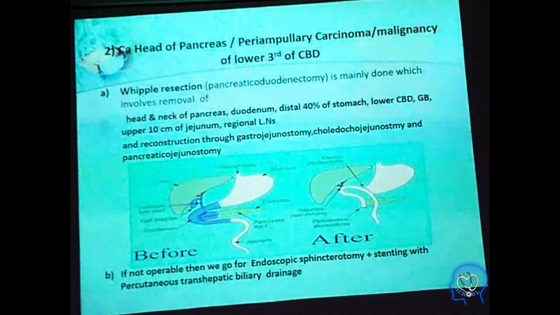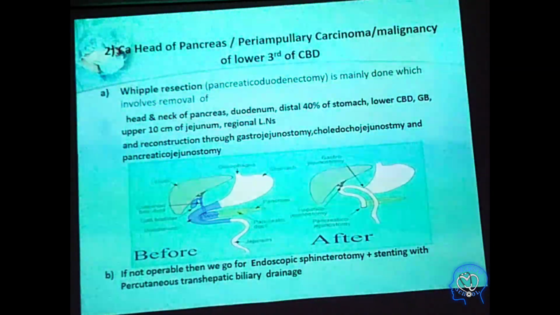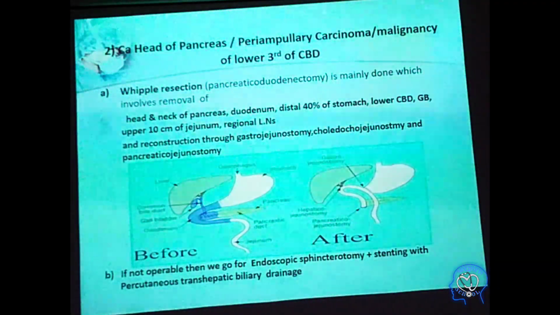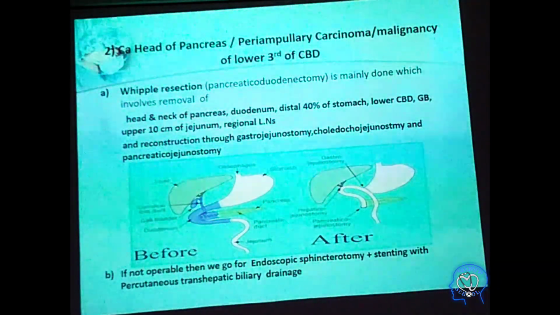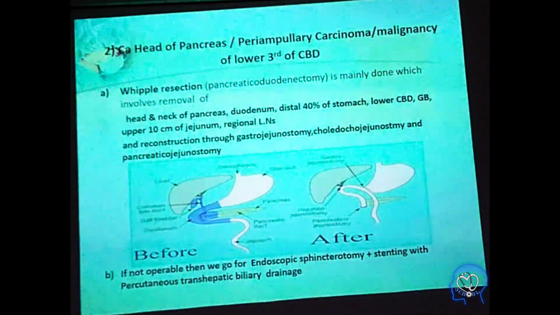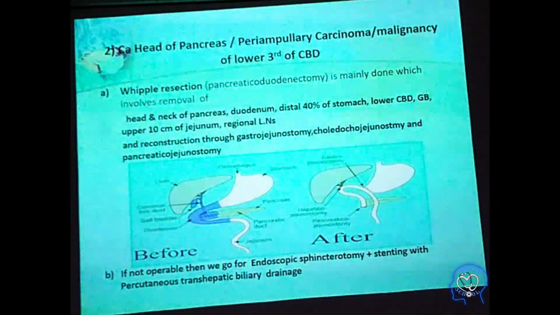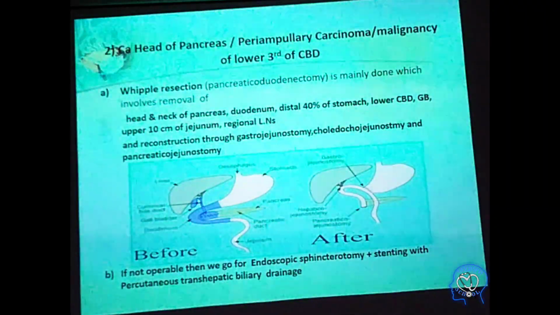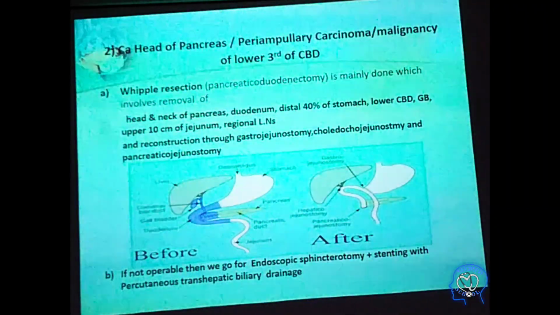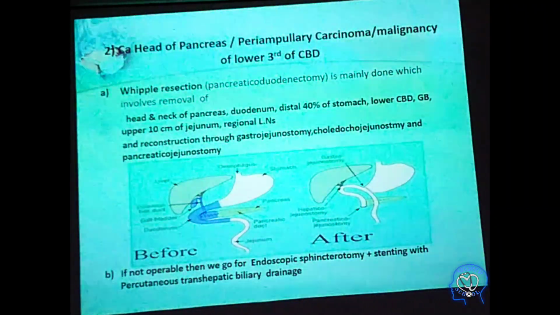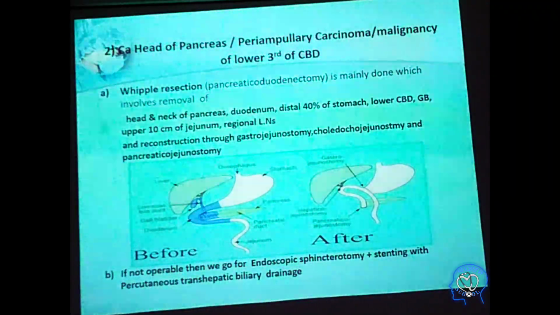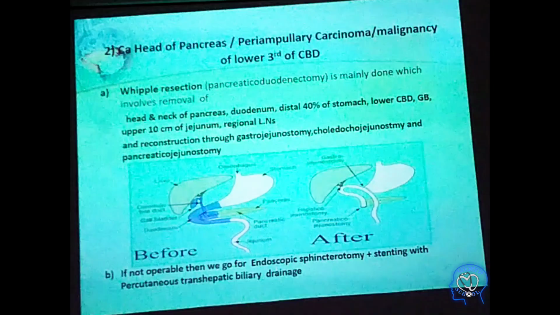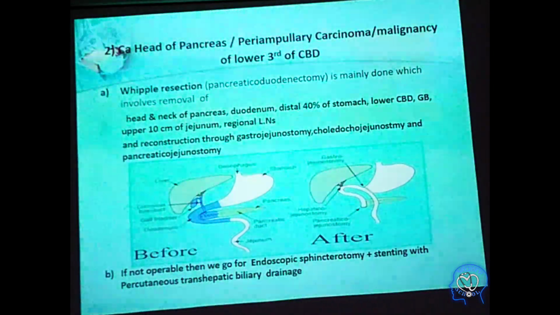Whipple resection is a very complex procedure and it is the most complicated procedure of abdominal surgery. It is done in very big tertiary care units which also have the facility of a hepatobiliary surgeon. It includes pancreaticoduodenectomy, which includes resection of the head and neck of the pancreas, duodenum, distal 40% of the stomach, lower CBD, gallbladder, upper 10 centimeters of the jejunum, and the regional lymph nodes present there.